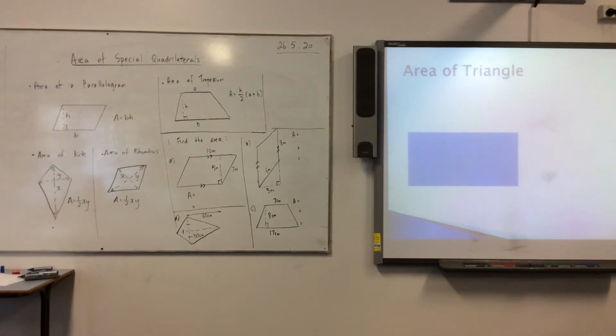All right, girls, I'm going to get started. We know the area of a triangle is half times a rectangle because you can get two triangles out of a rectangle, as you can see. Yep? Yes. Now, we're going to explore area of special quadrilaterals.